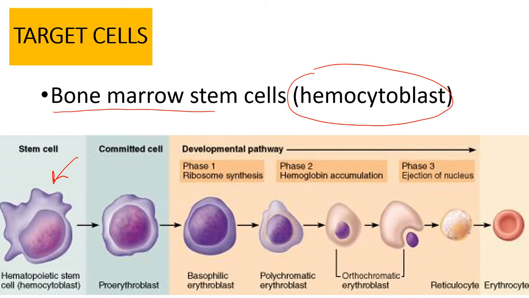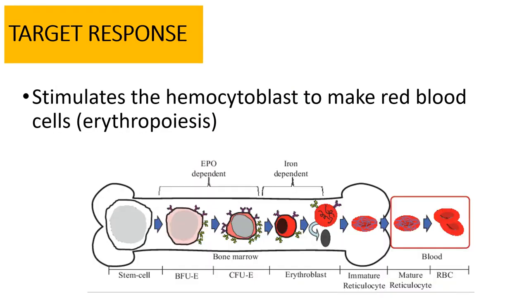So how does it know, you know what, today I think I need to make some red blood cells, an erythrocyte? How does it know? When erythropoietin shows up, that lets this hemocytoblast know it's supposed to make erythrocytes rather than something else. So again, the target response is the production of red blood cells. So again, while that hemocytoblast is in the bone marrow, that's the EPO dependent phase, right? So your hemocytoblast is going to result in the production of red blood cells because it is exposed to EPO.